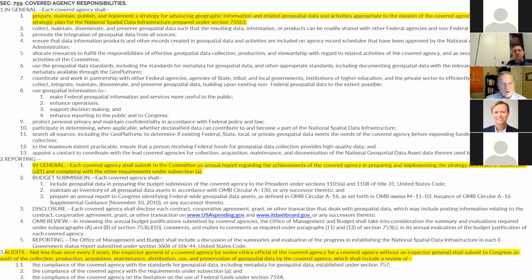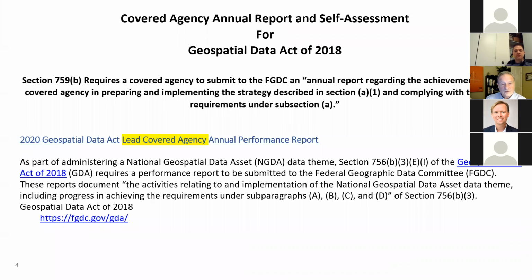This is the fine print that tasked us with the 3 major tasks that I just talked about, responding to the 13 requirements of the Geospatial Data Act, the first and foremost of which is design a strategy, submit an annual report that discusses, among other things, how we are implementing the strategy, and be subject to an Office of Inspector General audit every 2 years.